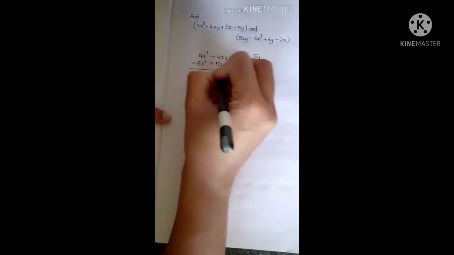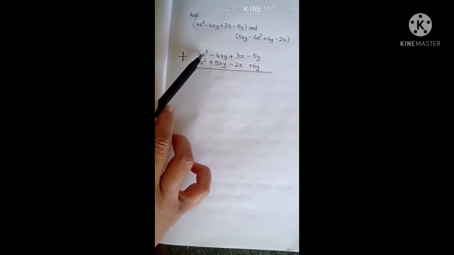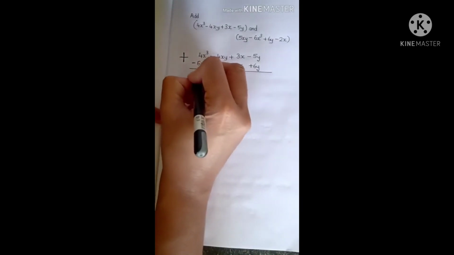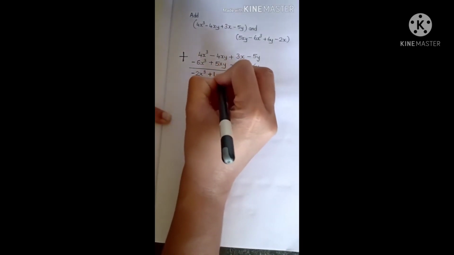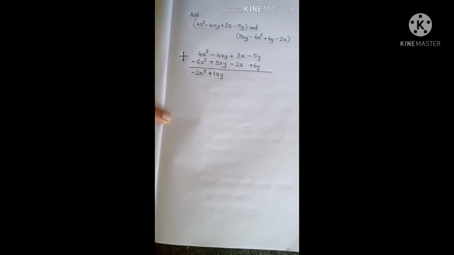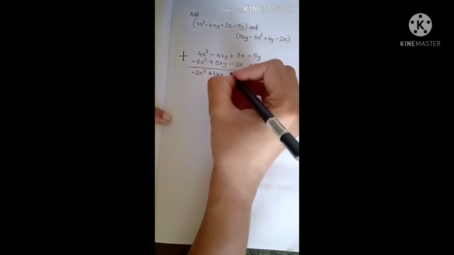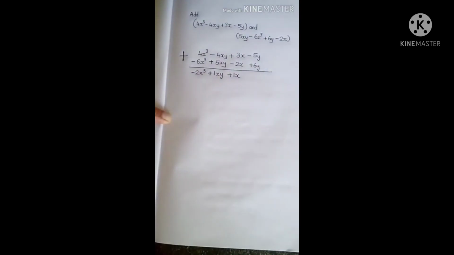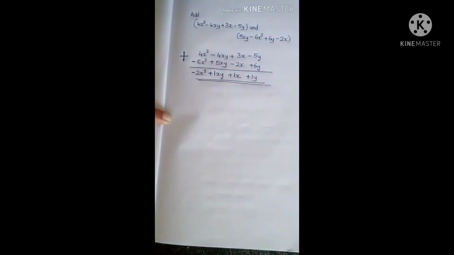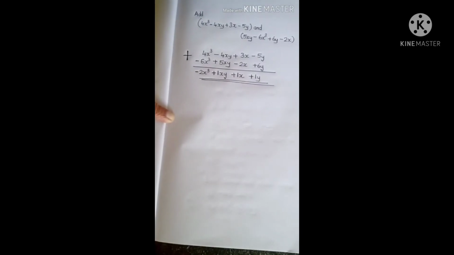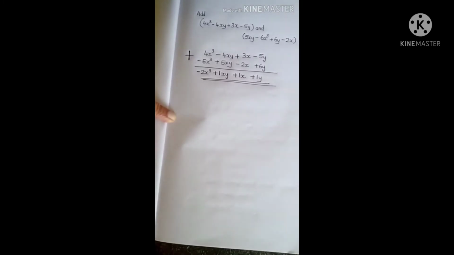Minus 2x. That is, you are going to add 4 plus minus 6. It is minus 2x cube. Clear? Minus 4 plus plus 5. That is plus 1xy. Plus 3x plus minus 2x. 3 minus 2 is plus 1x. Minus 5y plus 6y is plus 1y. Students, remember the rule that you have learnt in integers to do this problem. Because you have positive numbers and negative numbers, you should apply the addition rule of integers.